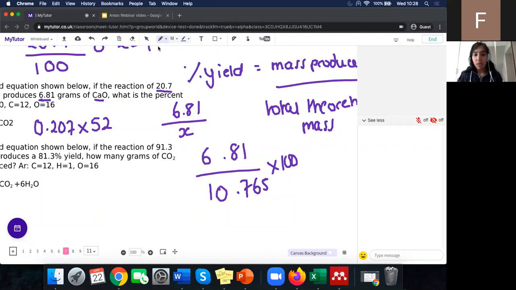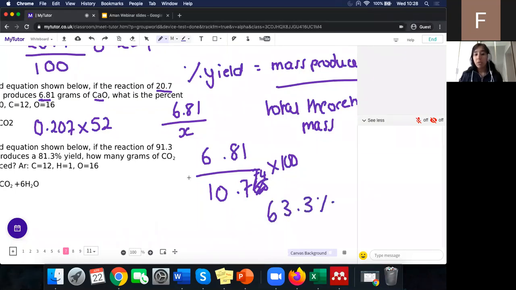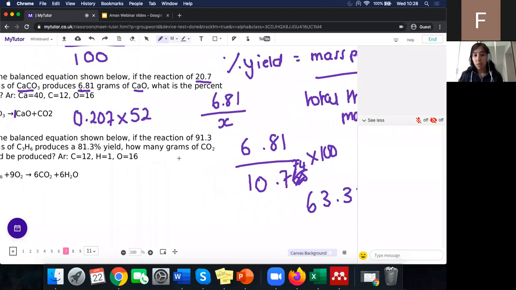Okay, someone's telling me it's 10.774. That's fine. We'll put it down to 10.774. Great, 63.3. Again, you can do it to 3 significant figures. So yes, it would be 63.3%. So the percentage yield then is 63.3%.